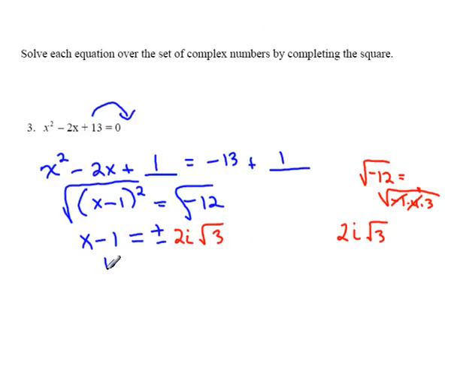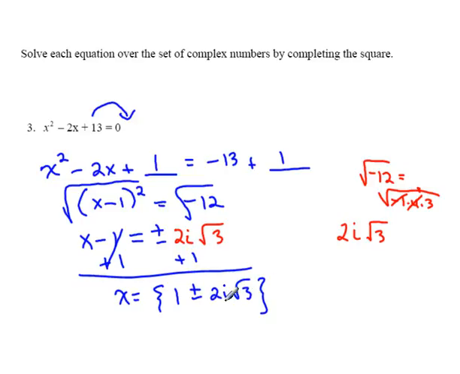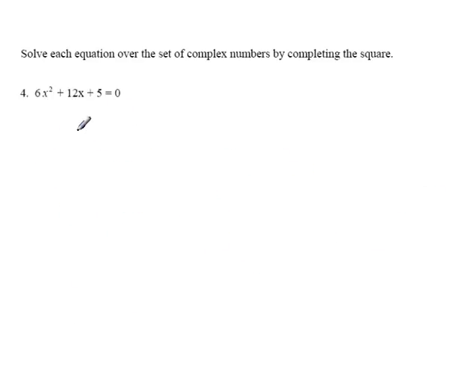Okay, now solve. So we'll add 1. And these are again not like terms, so whole number followed by radical. And this happens to be an imaginary solution. Okay, last, completing the square problem.